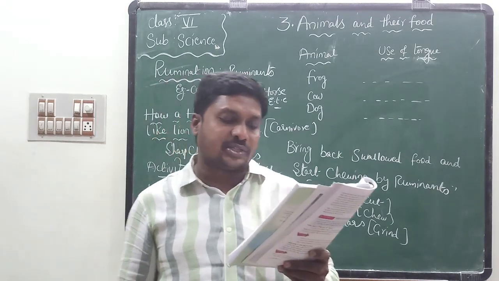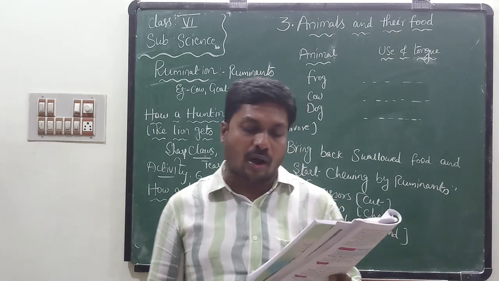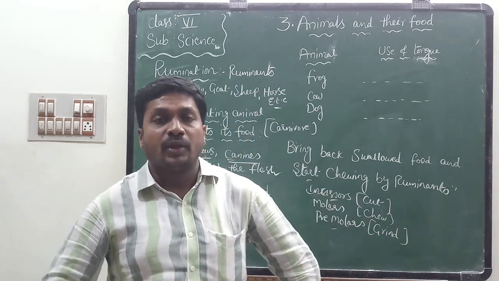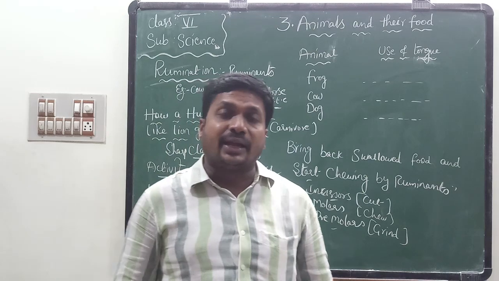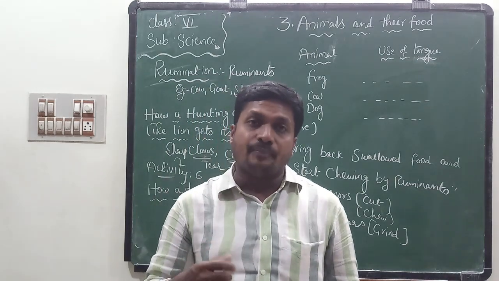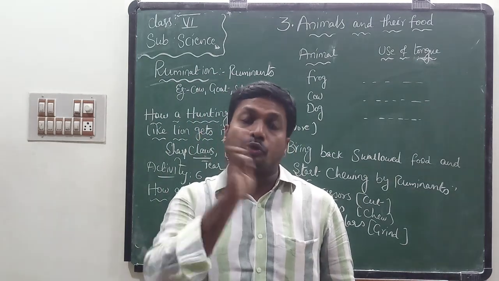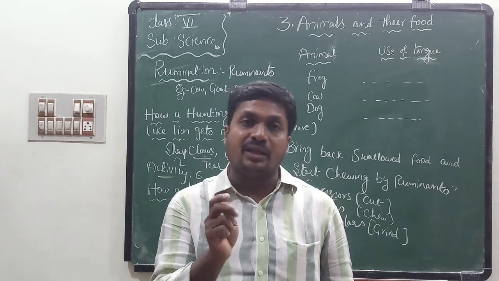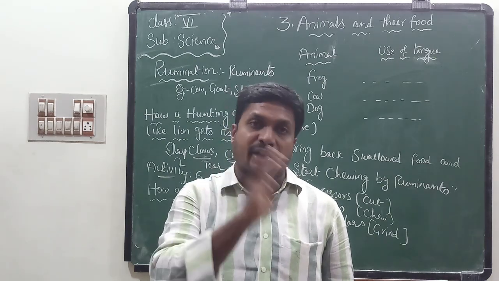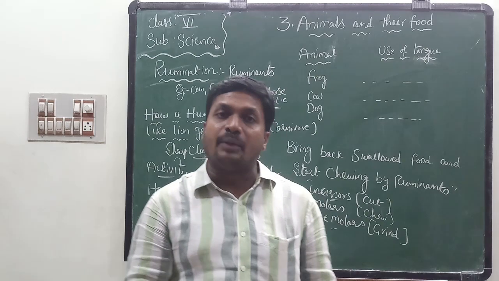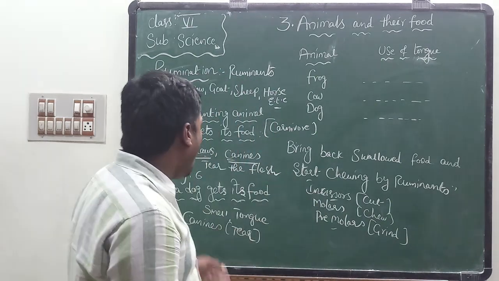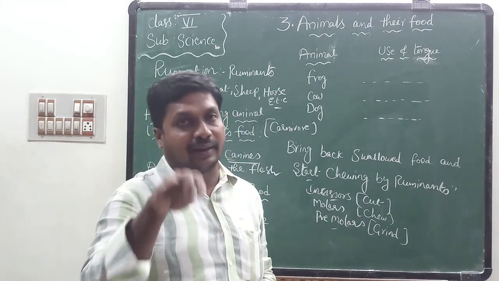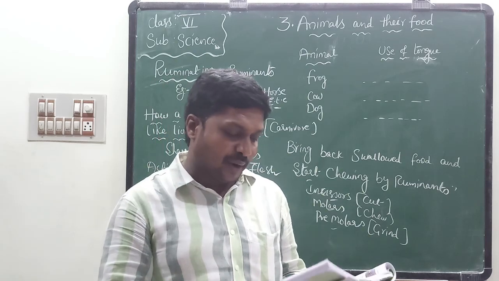Is there any difference in using its tongue when compared with a frog or a cow? Do you know? In a frog, the sticky tongue is helpful to catch insects. In a cow, the tongue is helpful to throw the food material in between the teeth. In a dog, the tongue is helpful to lick the food material, pick it up and take the food material.